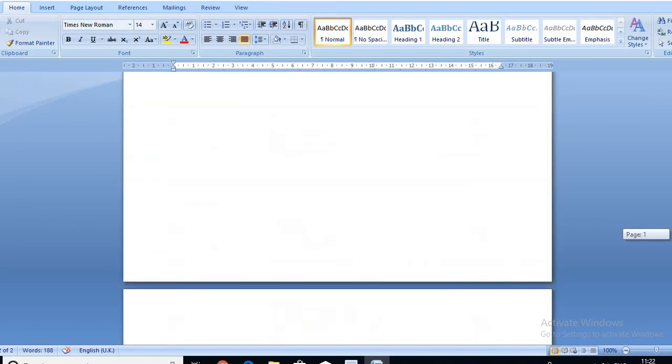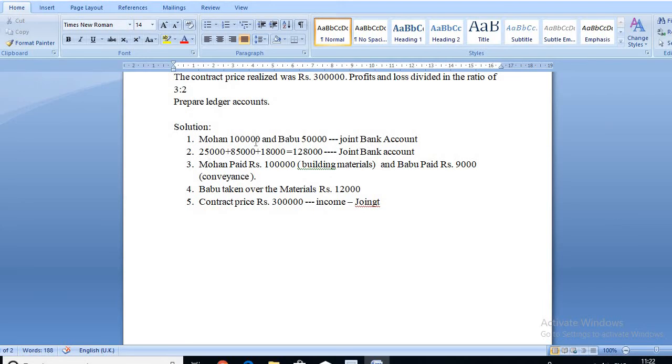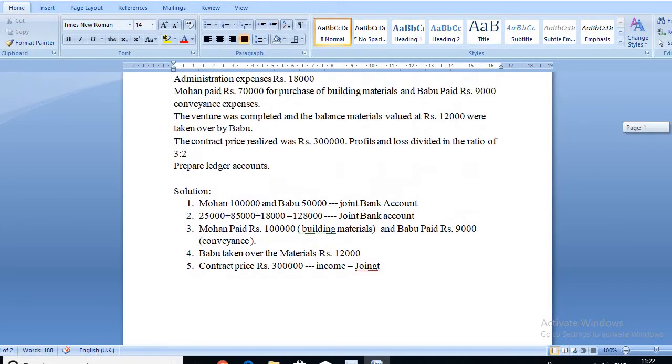Now come to the second transaction. The second transaction is the payment made through joint bank. It is 25,000 for wages, 85,000 for cement and 18,000 for administration expenses. The total is 1,28,000 and this payment was made through joint bank account. These are expenses, and these expenses were paid through joint bank account.